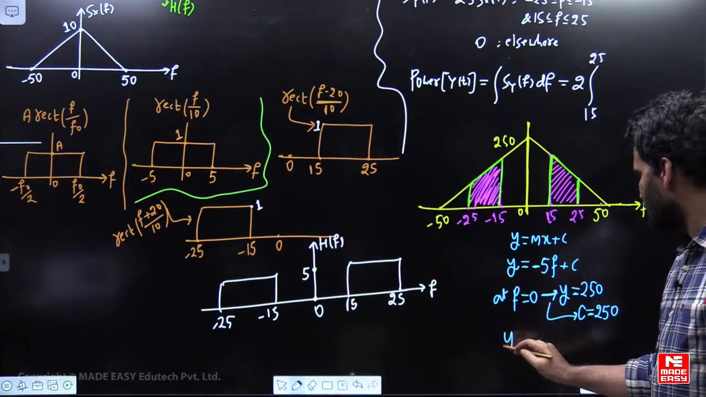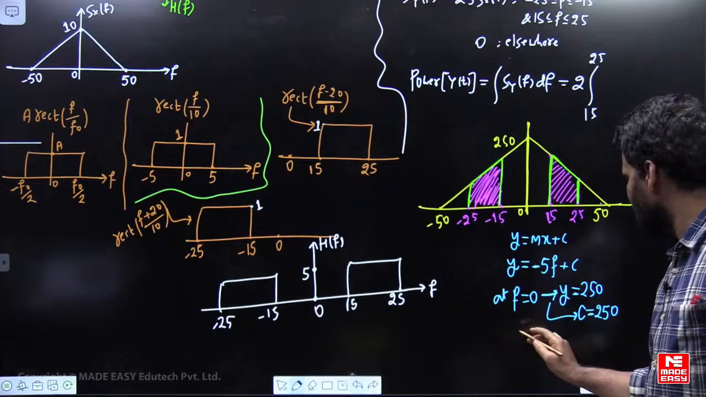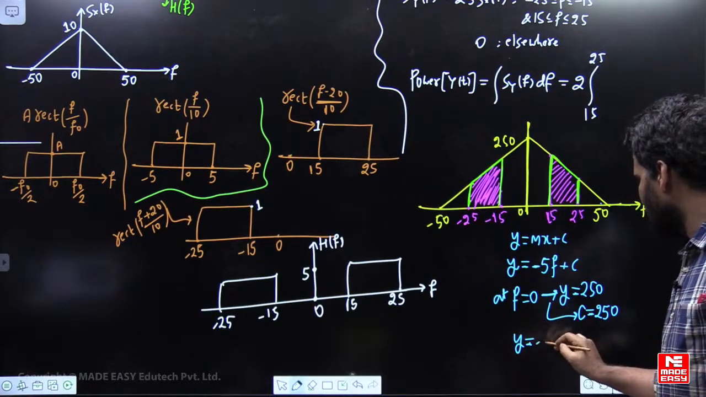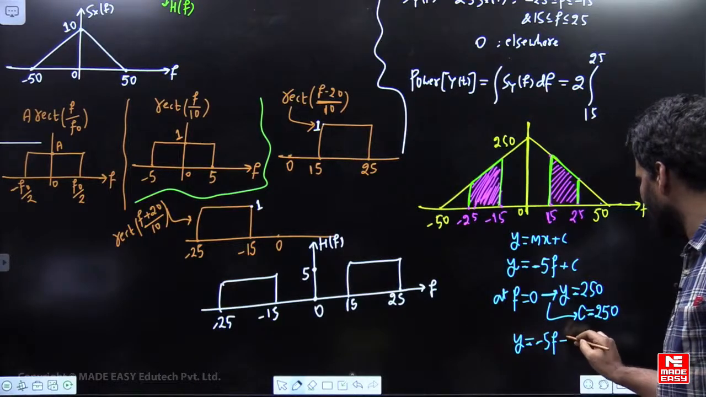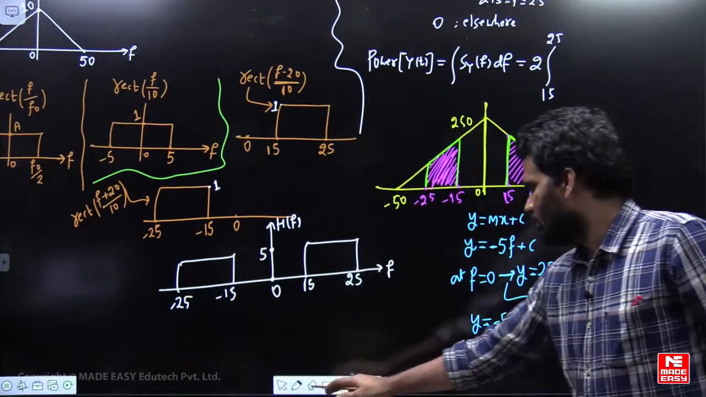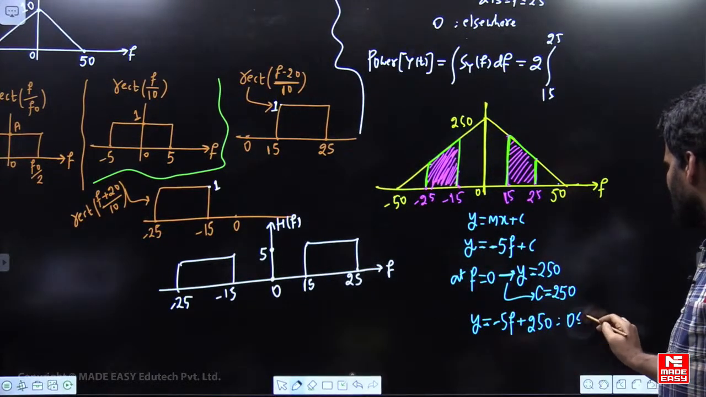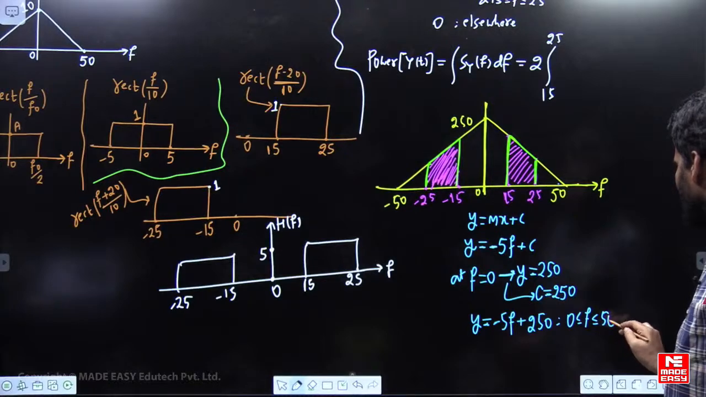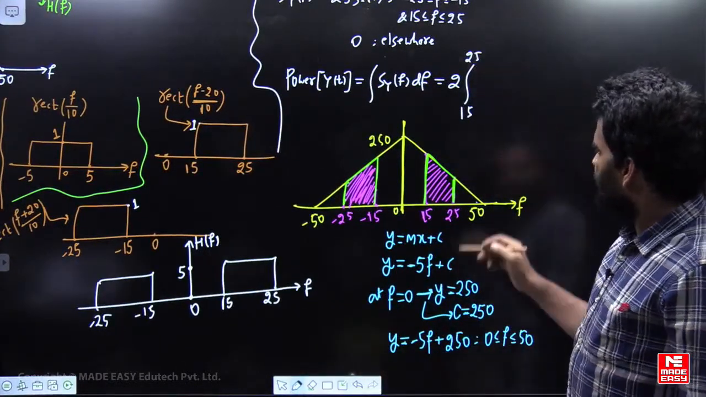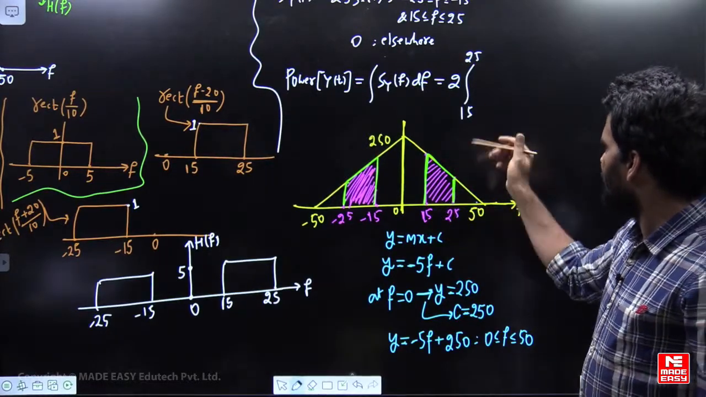So what is this line equation you will get? This line equation is y equals minus 5f plus 250, in the interval 0 less than or equal to f less than or equal to 50. Yes, so we need to find the area under this, only in this interval, 15 to 25.